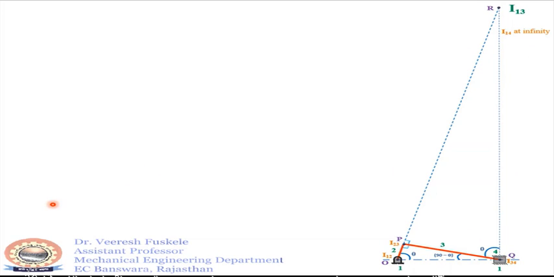For this, we have VQ as omega 3 into RQ and VP as omega 3 into RP. VQ is omega 3 into RQ, as the point Q is on the link 3, so point Q will also have the same angular velocity as that of link 3, and the distance of point Q from the center of rotation will be RQ. So V is equal to omega R, so VQ is equal to omega 3 into RQ.